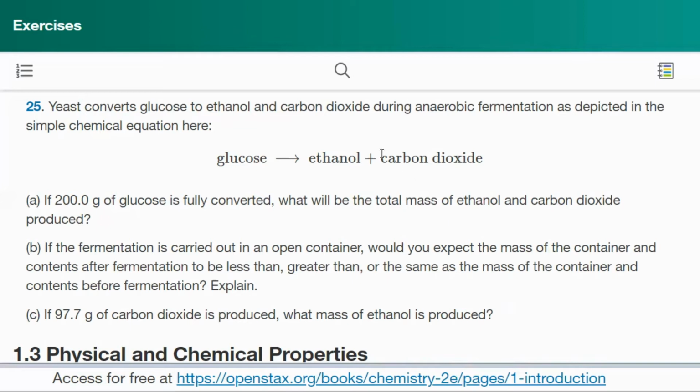So we're supposed to have 200 grams here. So if 97.7 grams is carbon dioxide, you take 200 for the combined mass of ethanol plus carbon dioxide, and I need to try, in the future, to draw this so you could see it. Then you subtract 97.7. And that turns out to be 102.3 grams of ethanol.